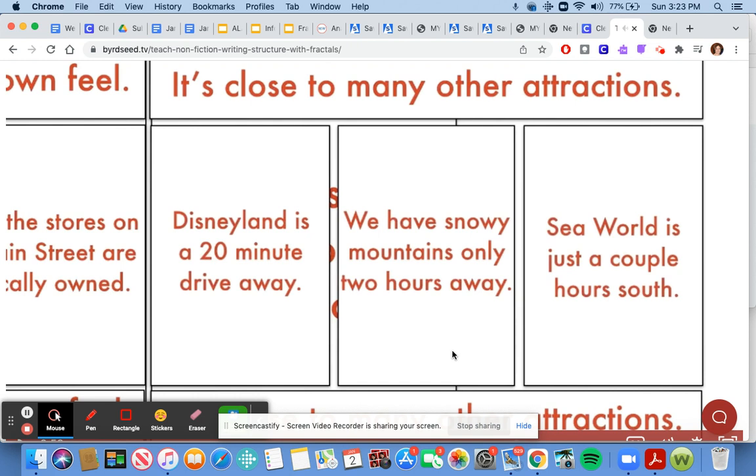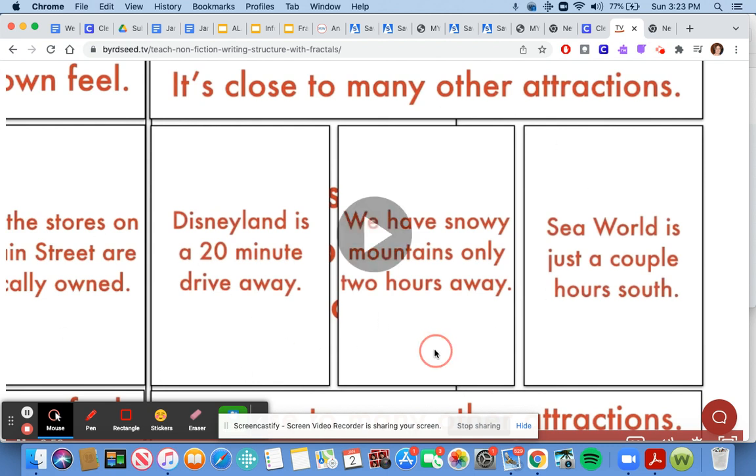Just wanted to point out, if this is a body paragraph and the topic is that it's close to many other attractions, all of these details need to show that. Now, Disneyland is a 20-minute drive away. Yep, that's an attraction that's close to the city, so that works. We have Snowy Mountains only 2 hours away. All right, another attraction that's close. And SeaWorld, just a couple hours south, is another close attraction. So all of these need to be related.